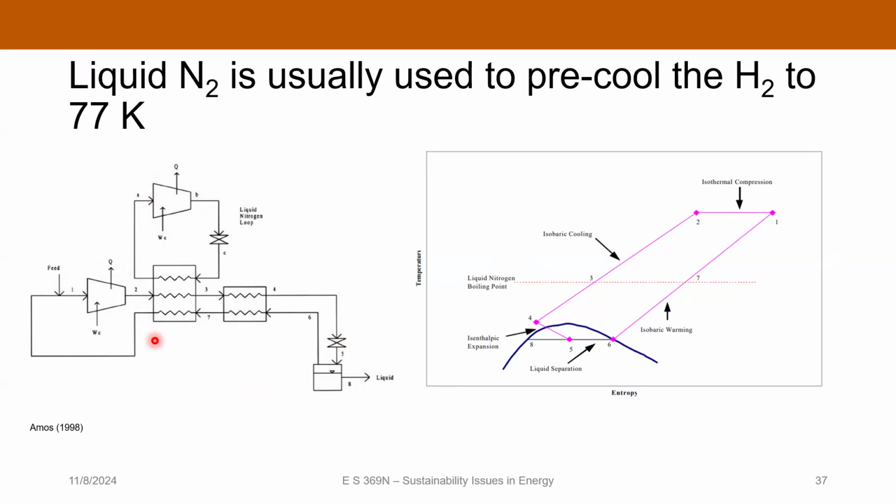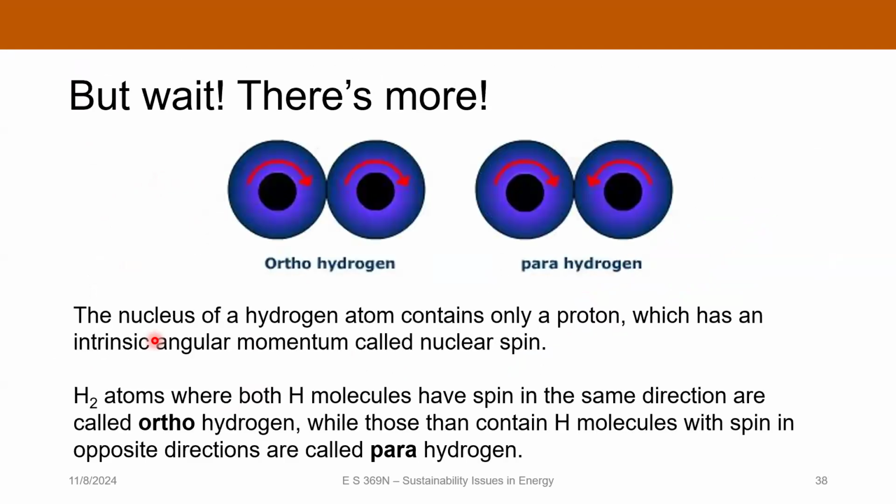There's another problem, and that is that hydrogen actually comes in 2 flavors depending on what the spin of the proton is. Okay, so if you're dealing with 1H, so not deuterium, not tritium, just the most abundant isotope of hydrogen, the intrinsic angular momentum of that proton might be spinning in one direction, or it can spin in the opposite direction. And so if both of the hydrogen atoms have the same spin in their proton, we call that orthohydrogen. And if they have opposite spins, we call that para-hydrogen.